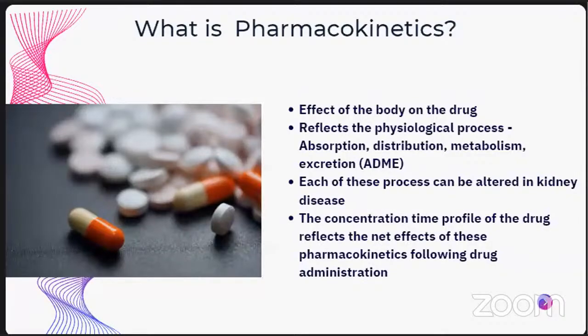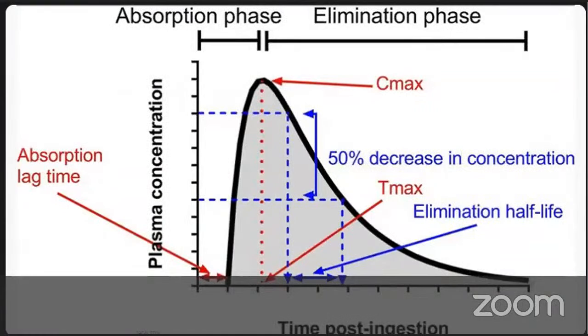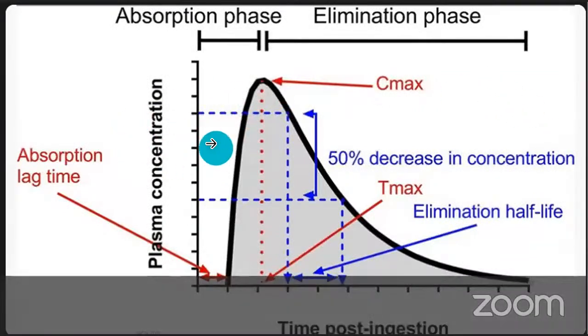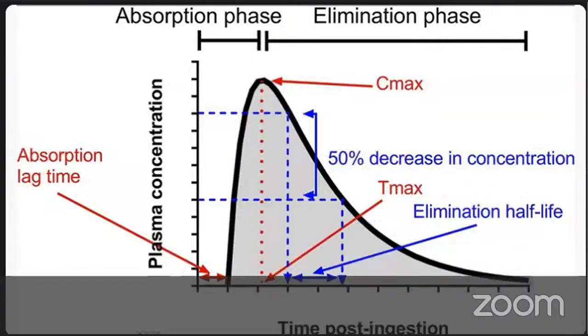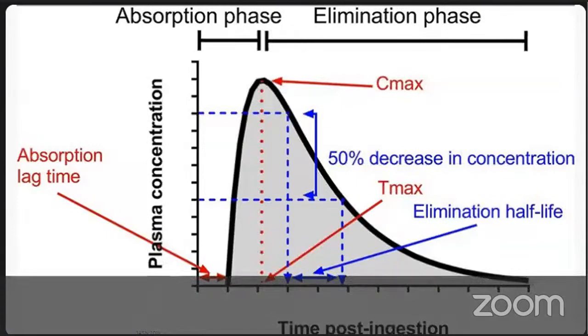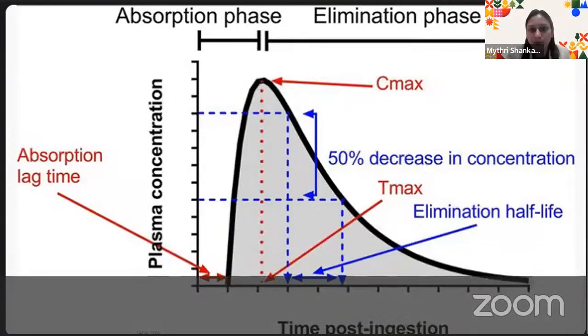When I say concentration time profile of the drug, this is what I mean. This is the concentration time graph that we all should be aware of. Here, this is the absorption phase. Cmax is the highest concentration seen, and this occurs at a time called Tmax. Then it decreases over time, and the rate of elimination is defined by the elimination half-life, which is the time it takes for the drug concentration to decrease by half. These are important principles because I will be referring to them time and again during this presentation.